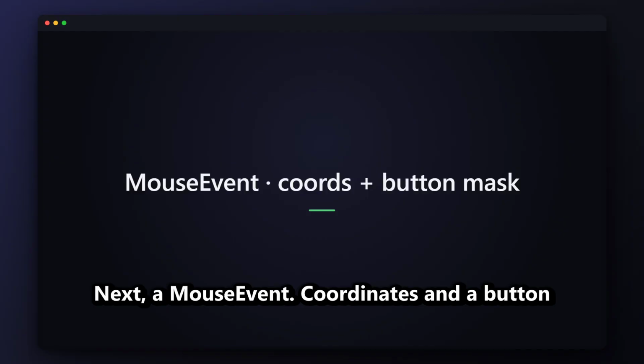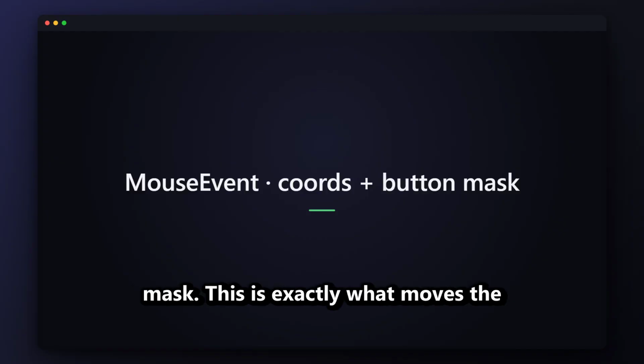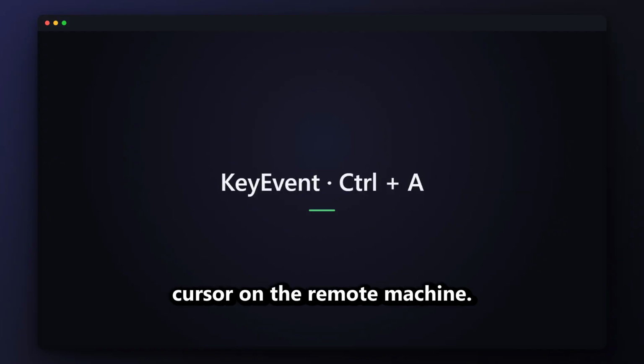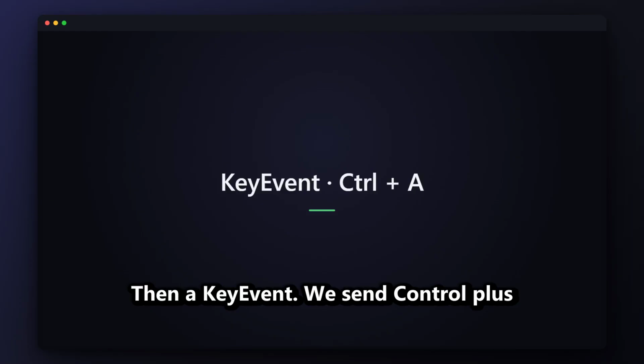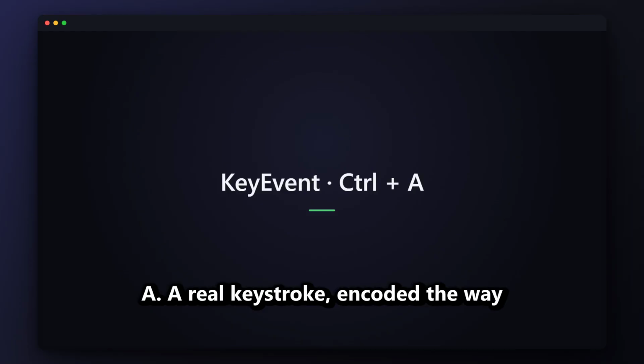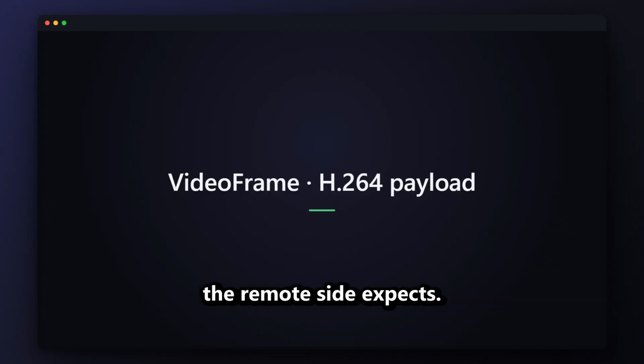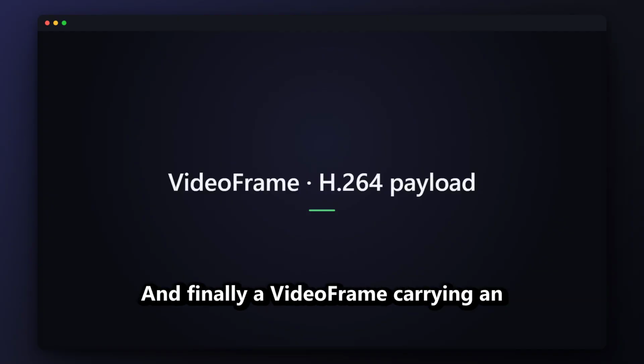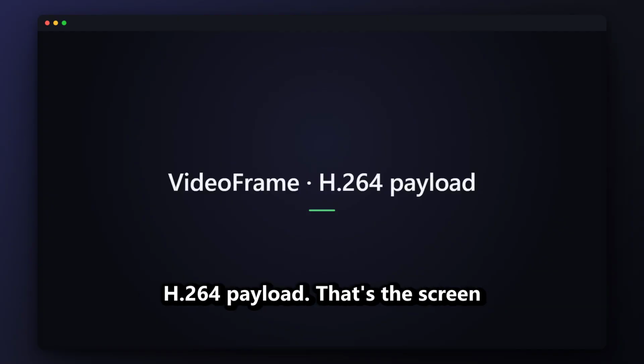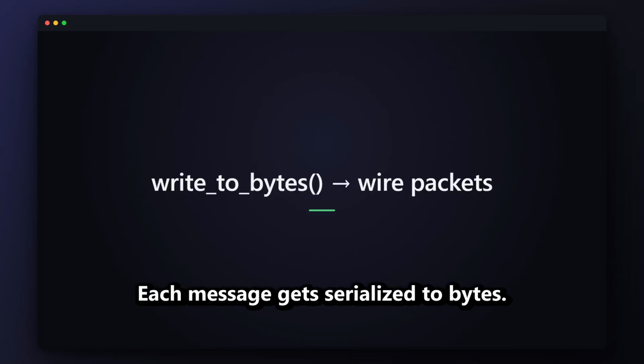Next, a mouse event. Coordinates and a button mask. This is exactly what moves the cursor on the remote machine. Then a key event. We send Control plus A. A real keystroke, encoded the way the remote side expects. And finally, a video frame carrying an H.264 payload. That's the screen data streaming back to you.